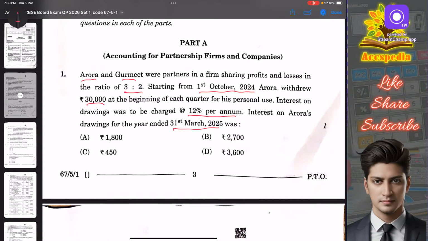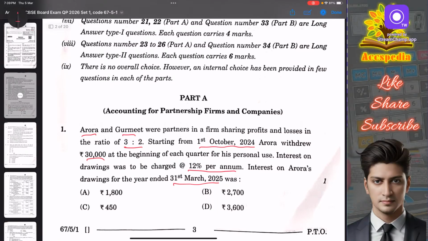Okay, so the formula for this is the average period method. Formula for average period method is interest on drawings is equal to total drawings into rate of interest divided by 100 into average period divided by 12. How to calculate this average period? First drawings months accrued plus last drawings months accrued divided by 2. In this case, there are only 2 drawings since October 1, beginning of each quarter, October to March, it is 6 months. So there are only 2 quarters. So totally there are only 2 drawings, first and last.